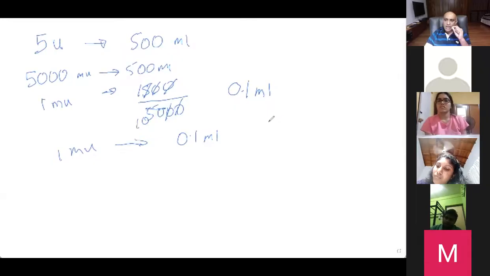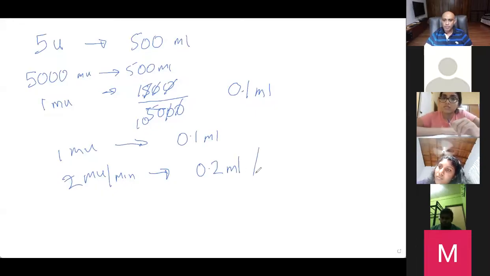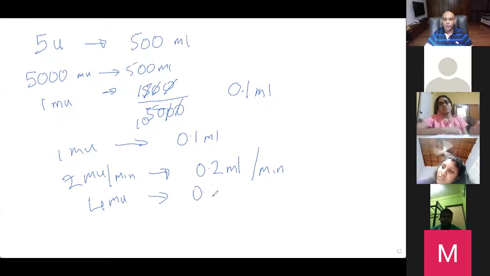So usually our starting dose is 2 milliunits per minute. If we want to give 2 milliunits per minute, then we actually have to give 0.2 ml of our solution per minute. Is that clear? Now, if you want to double the dose, to 4 milliunits per minute, then we need to give 0.4 ml of our fluid per minute.